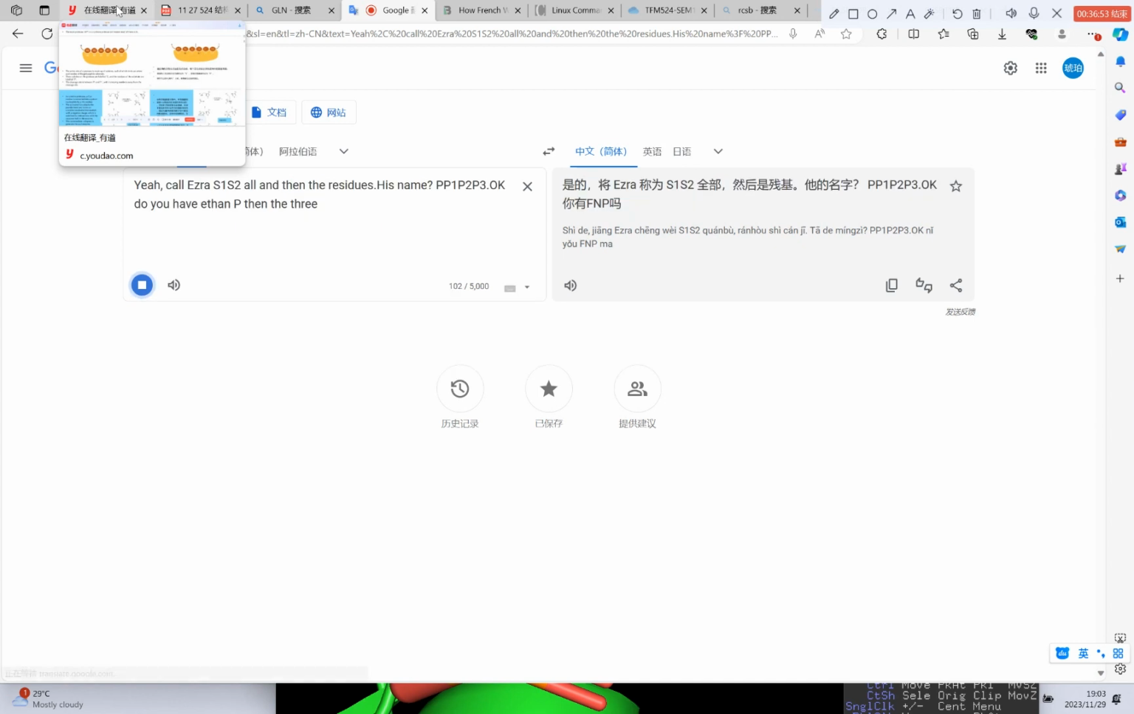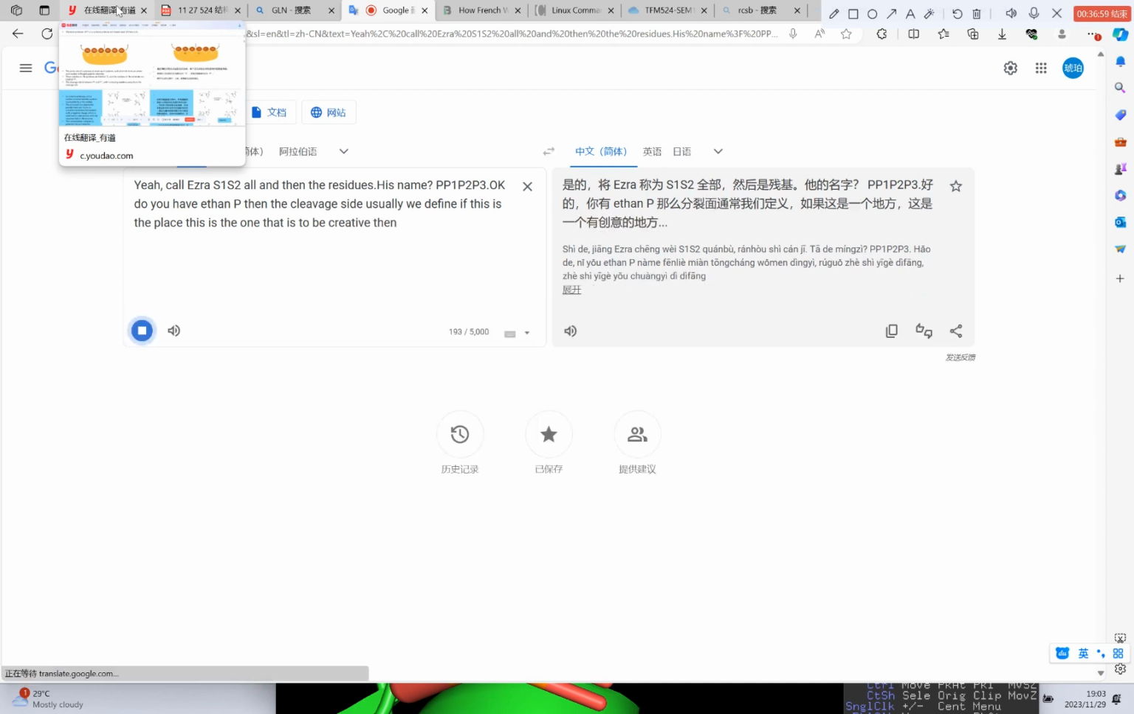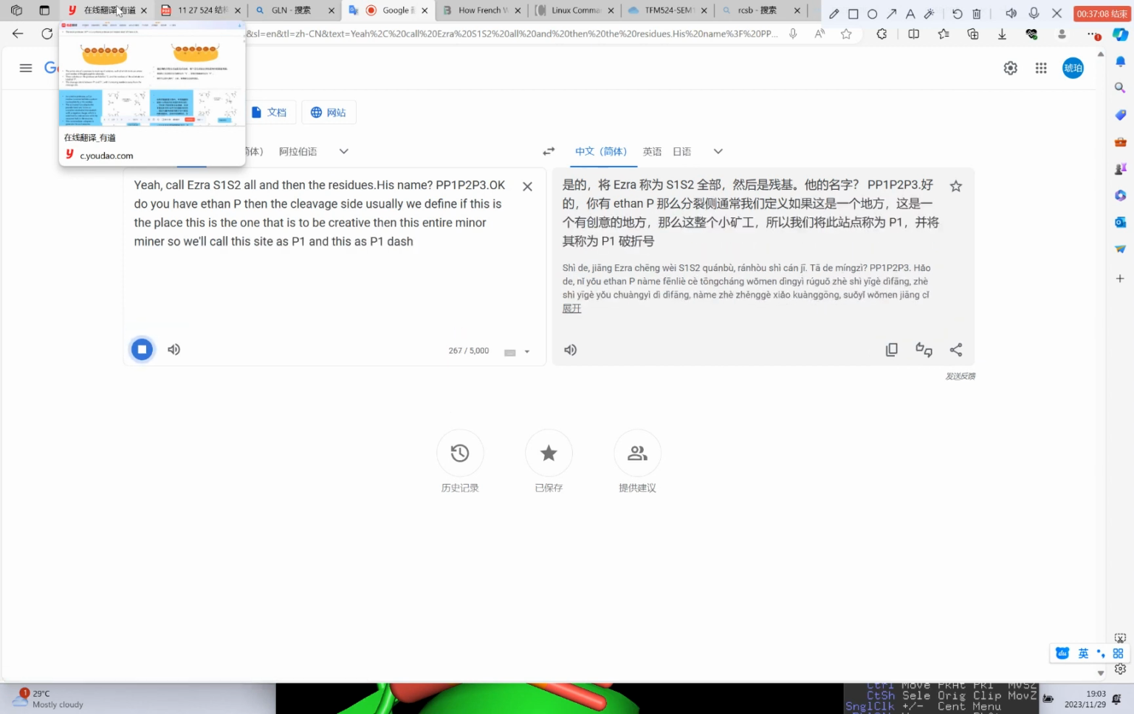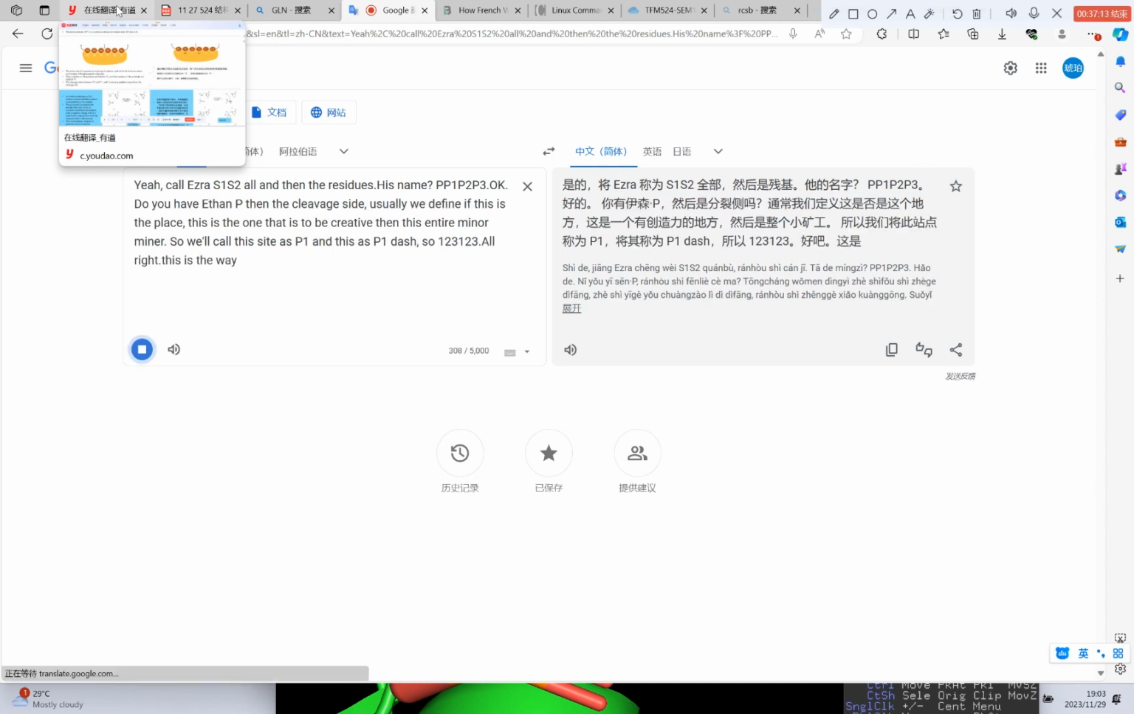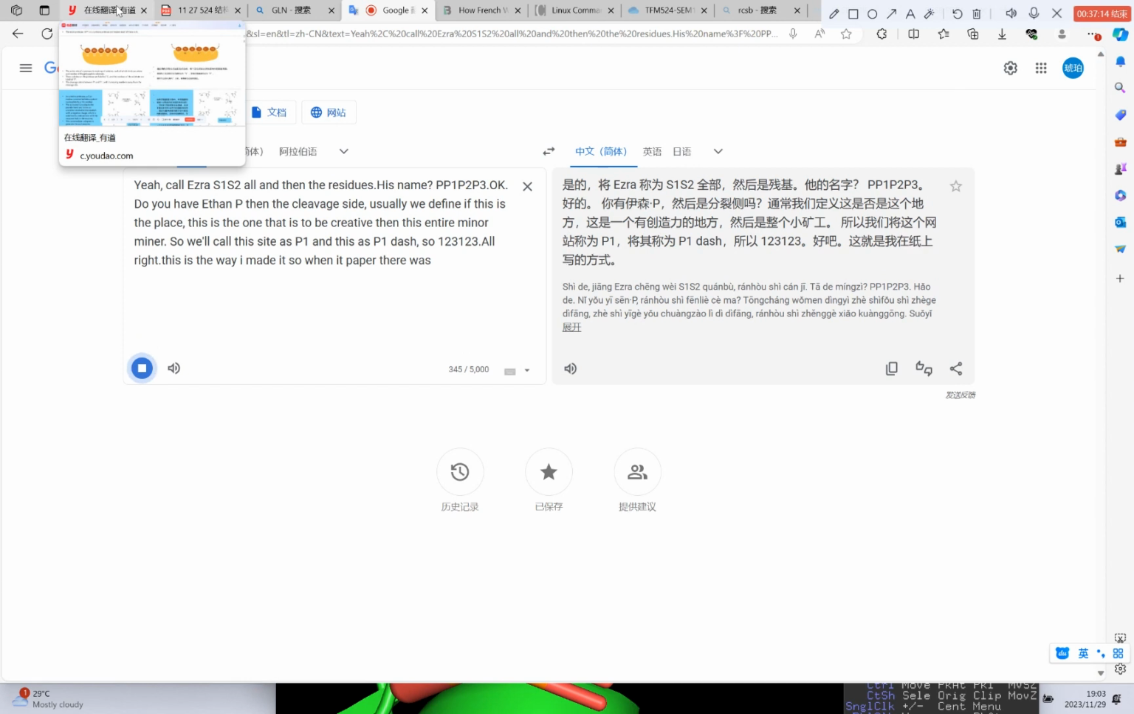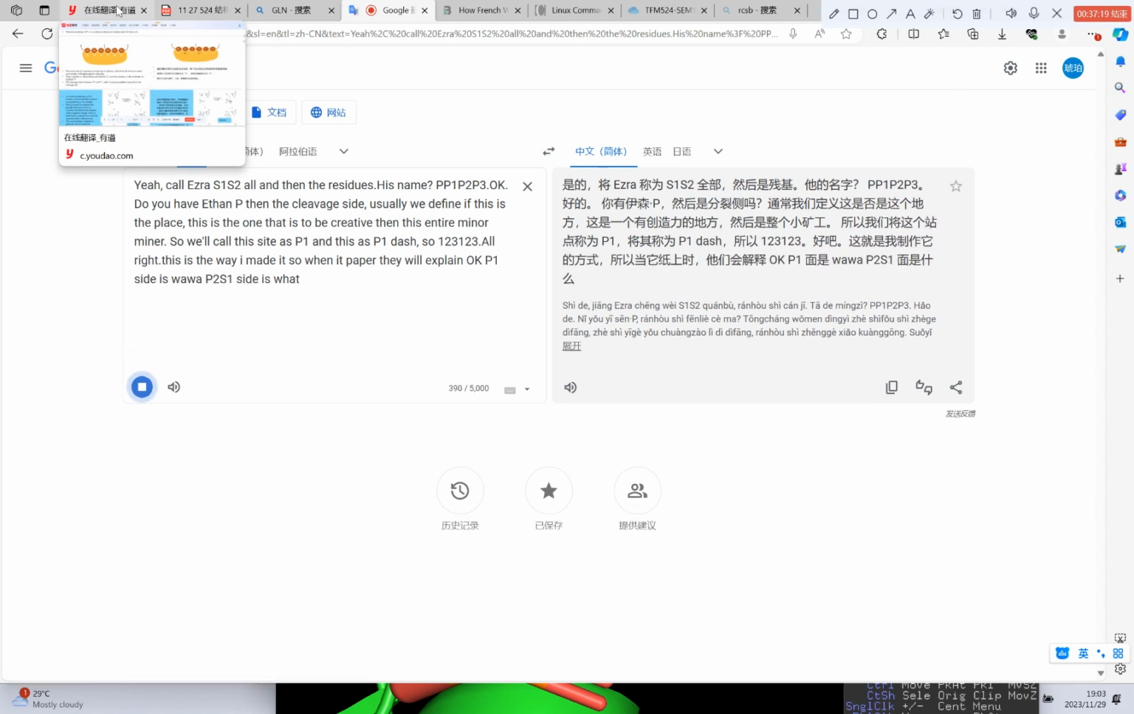Then the cleavage site, usually we define that this is the bond that is to be cleaved, then this is the N-terminal, and this is the C-terminal. So we will call this site P1 and this P1 prime. So 1, 2, 3, 1, 2, 3. Alright? This is the way we name it. So in a paper, they will explain what the P1 site is, what the S1 site is. Alright? Okay, this is the reaction.